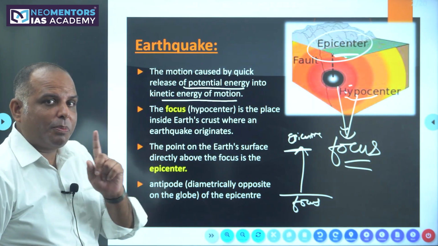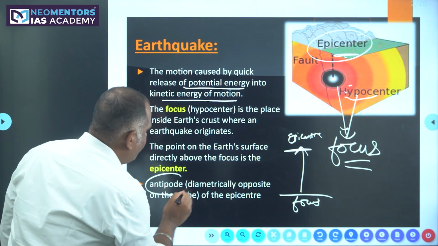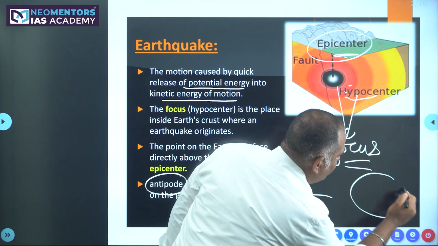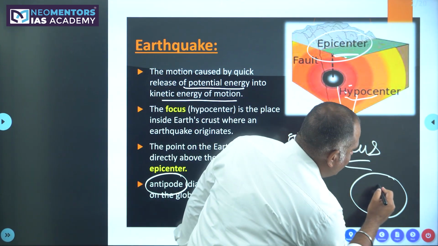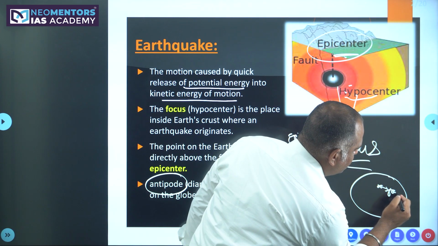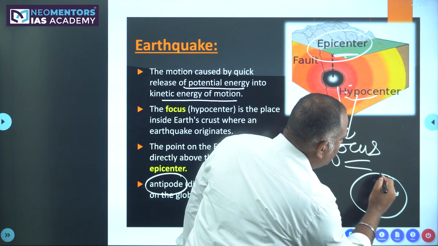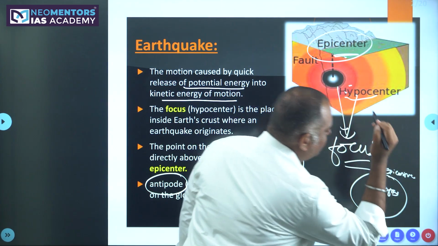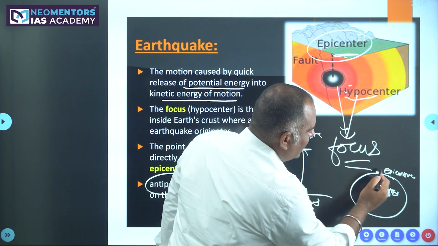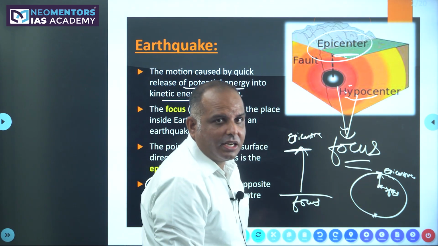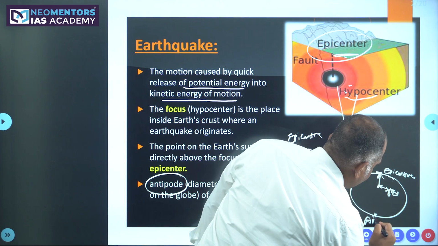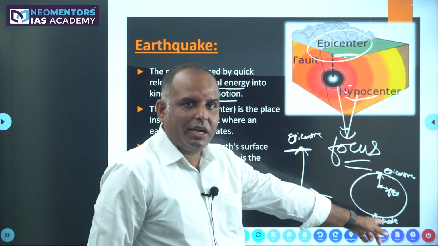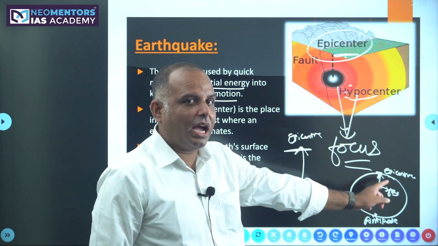Now, there is one more point which is called the antipode. What is the antipode? Now, the earth is circular in shape. Let us assume that this is the focus. This is vertically above. This is called the epicenter. Right? Now, the diametrically opposite point to the epicenter is called the antipode. The diametrically opposite point on the earth's surface to the epicenter is called the antipode.